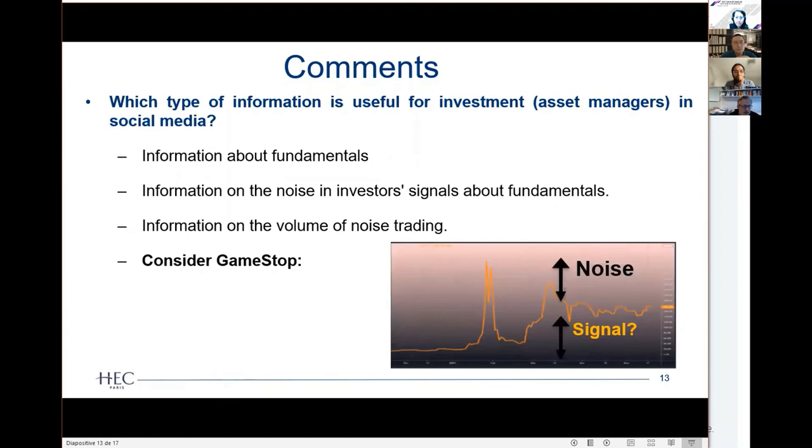The next question is whether this type of information is useful for investments, for asset managers.